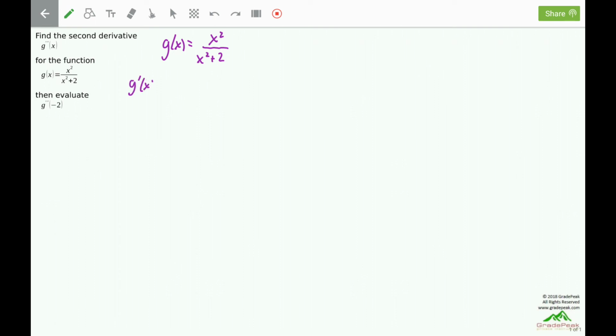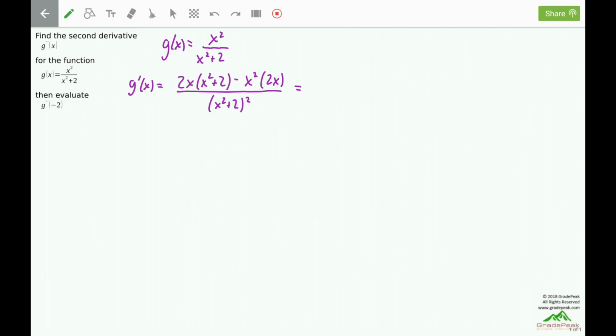The first derivative, g prime of x, will be the derivative of the numerator, 2x, times the denominator left alone, x squared plus 2, minus the numerator left alone, x squared, times the derivative of the denominator, which will be a 2x plus a 0. And then that entire thing over the denominator squared.